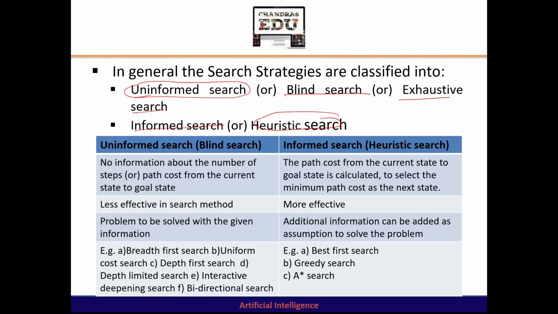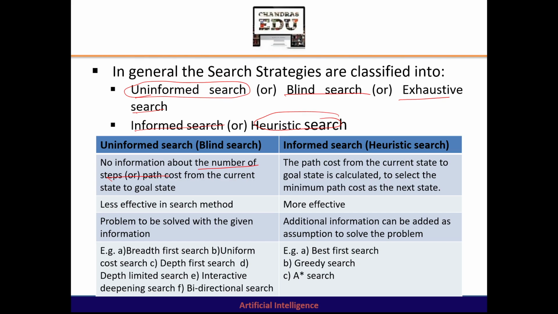So we'll see first the differences between uninformed search and informed search. In an uninformed search, no information about the number of steps or path cost from the current state to the goal state is available. That means there is no information how many states we need to move to reach the goal state, or how much is the cost of that path. So that is not known in the uninformed search.